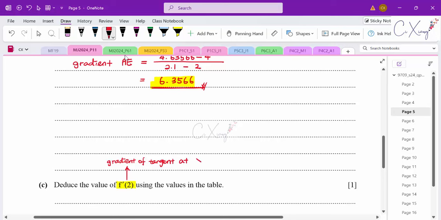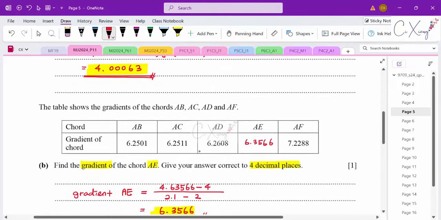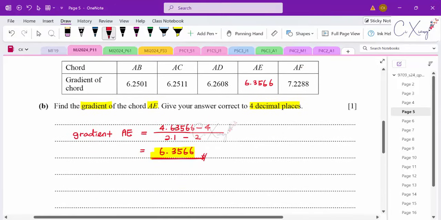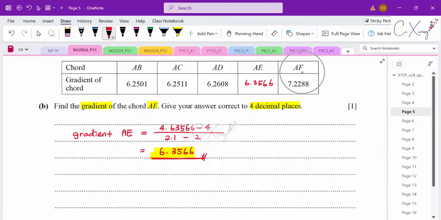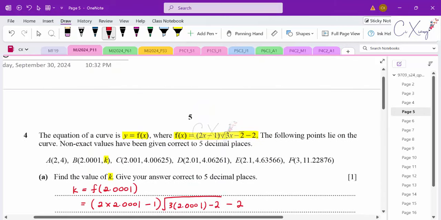So how can I know what's the gradient for this particular point here if I don't want to carry out the differentiation? Okay, so you can actually observe it from the gradient of the chords that we have. Because if the point is very far away from point A, right? So you see that the gradient is 7 point something. And when all the points E, D, C, B, all the points here are getting closer and closer to A.